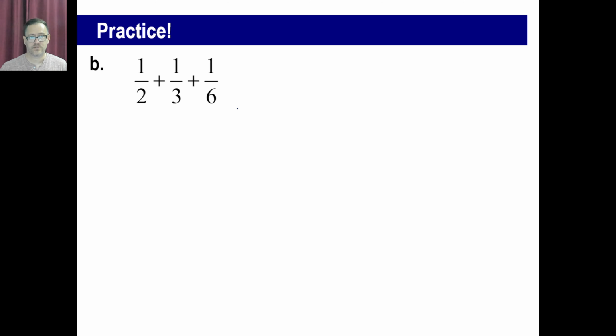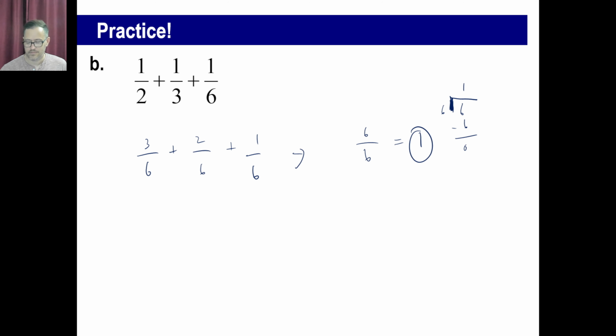Okay, well, obviously I think 6 is the common denominator, so it's going to be 3 over 6 plus 2 over 6 plus 1 over 6, which will give us 3 plus 2 plus 1 is 6. 6 divided by 6 is 1 times 6. 6. Oh, it's 1. Okay, there we go. Pause it and try C.